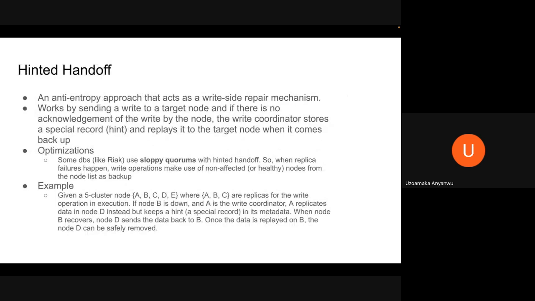So we're going to take a look at hinted handoff. This is another anti-entropy approach, but it works for write-side repairs as opposed to read repairs.